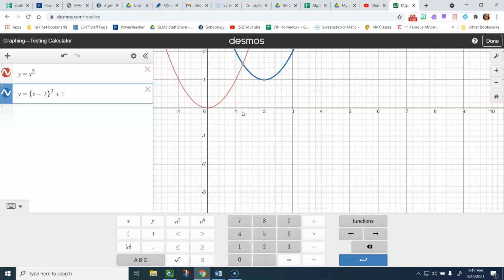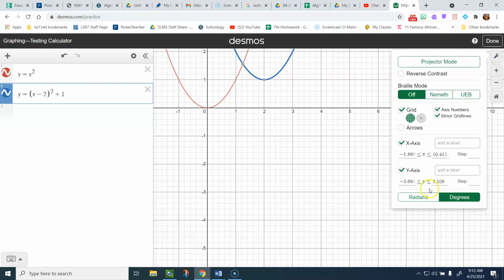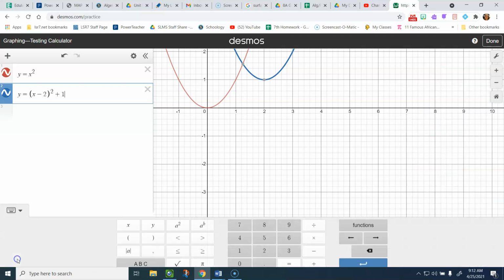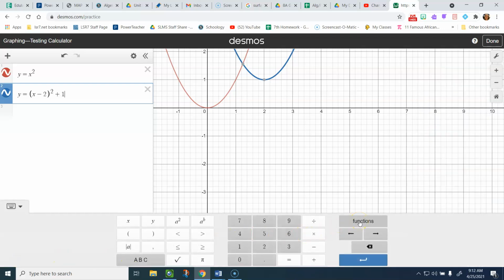Okay, so there's just a brief little thing on how to use Desmos. There's some other things that this does, lots of other things. We're not going to get into it right now. You can see you can change lots of things here. This keyboard, there are functions. Most of those are not going to be something we use right now.